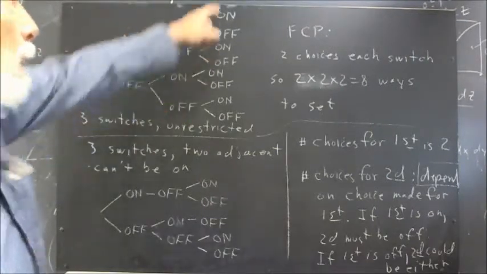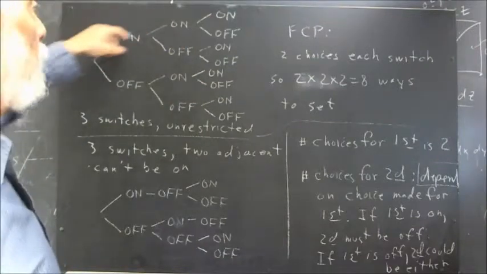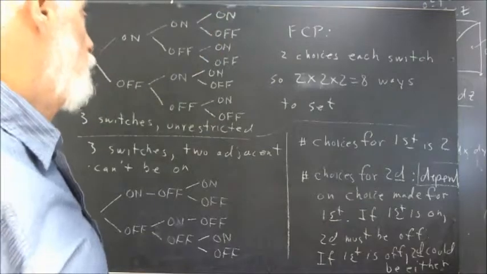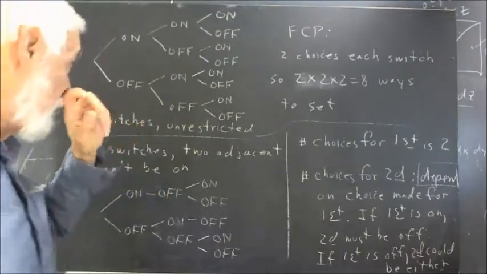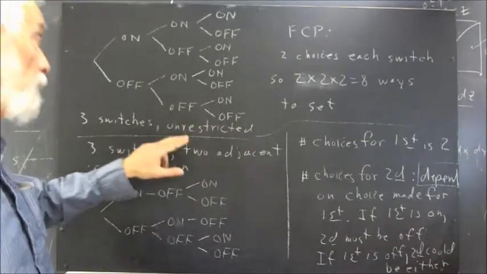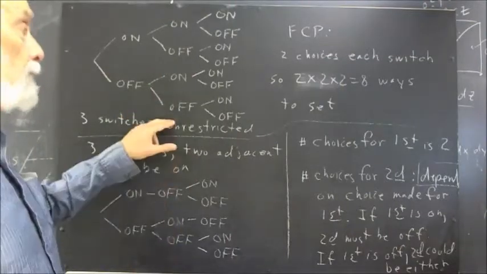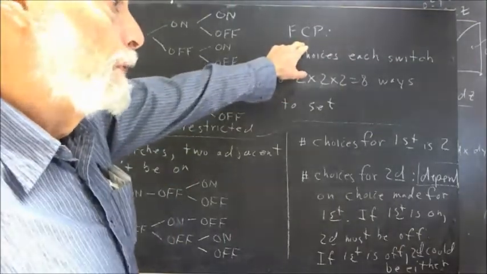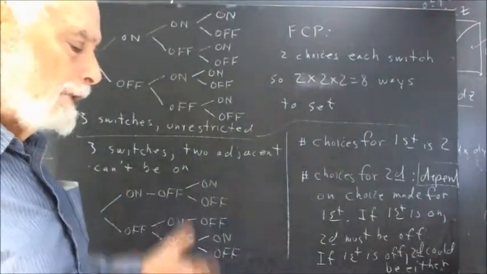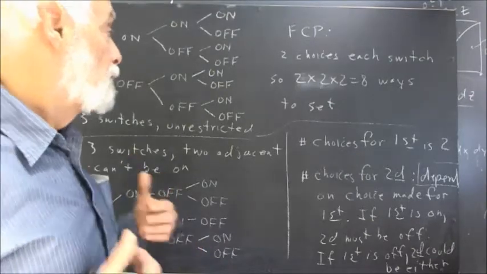And then there are, again, two possibilities for the third switch, so that for every possible combination in the first two switches, you have two possibilities for the third. So that's three switches with no restriction on whether a given switch is on or off. Now, in this case, the fundamental counting principle holds. And the fundamental counting principle says that the number of choices you have at each step is always the same.